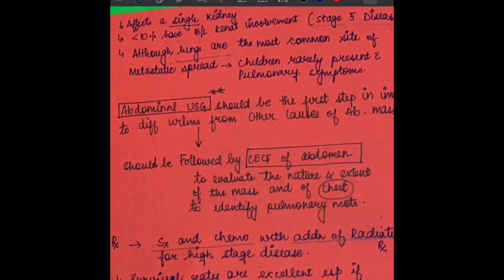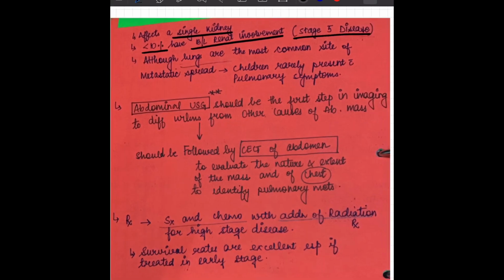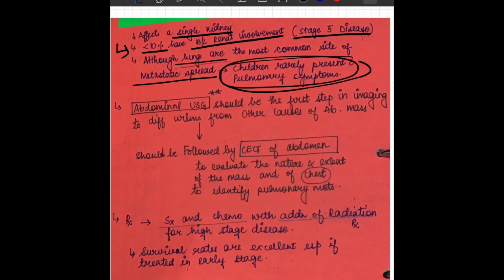Now, Wilms tumor usually affects a single kidney, and less than 10% have bilateral renal involvement, stage 5 disease. Only less than 10% have bilateral kidney involvement. Although lungs are the most common site of metastatic spread, children rarely present with pulmonary symptoms.